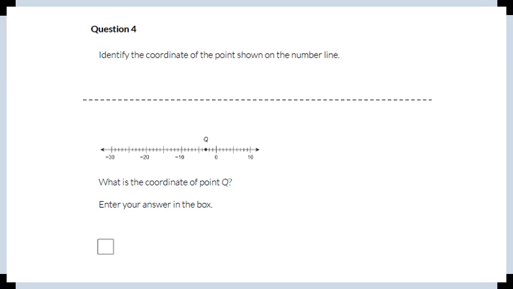Okay, this one, we start at 0, -1, -2, -3. So that point is at -3.